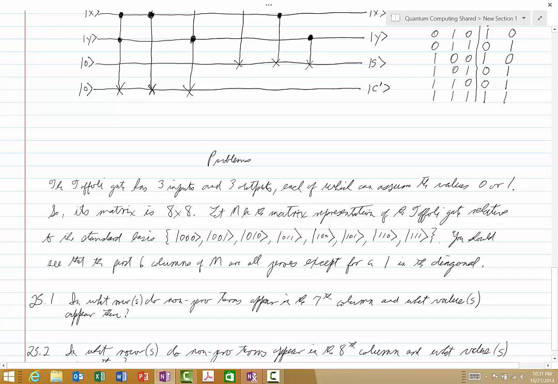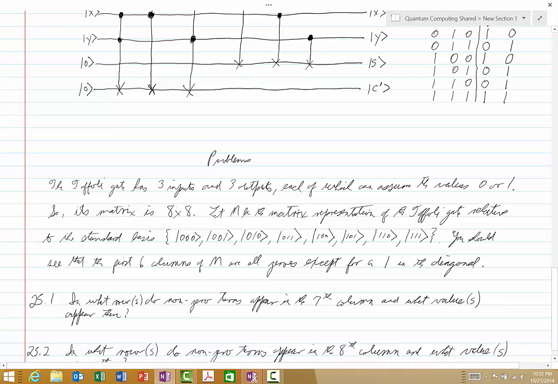Or another way of putting it is that the image, what the Toffoli Gate does to 0, 0, 0 will appear in the first column of M. What the Toffoli Gate does to 0, 0, 1 will be in the second column of M. What it does to 0, 1, 0 will be in the third column of M, and so on. Now, I don't want to give too much away, so I'll stop there.